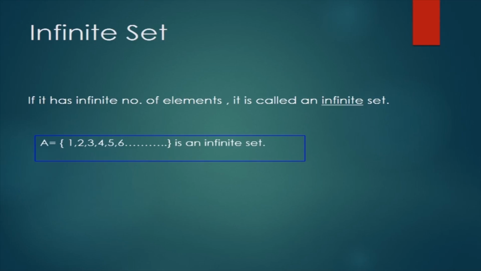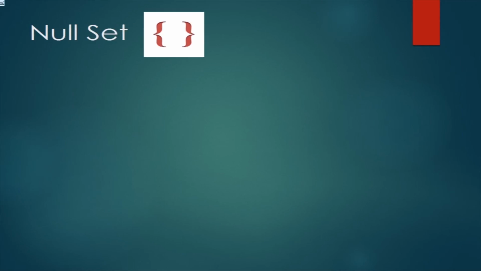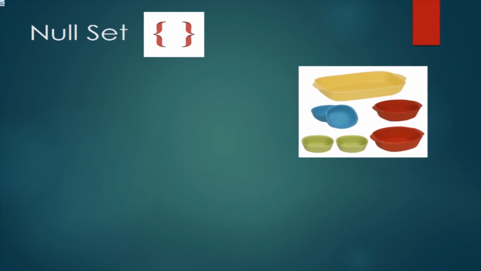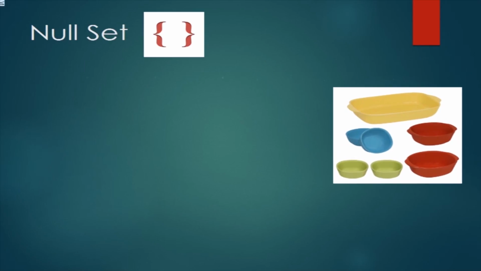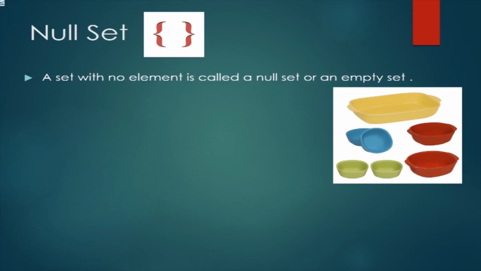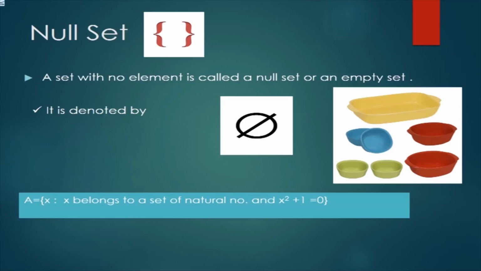Next type is null set or empty set. As the name implies, empty means nothing. So, a set with no element is called a null set or an empty set. It is denoted by the symbol phi. For example, x is an element such that x belongs to the set of natural numbers and x squared plus 1 is equal to 0 is a null set as no member can satisfy this condition.